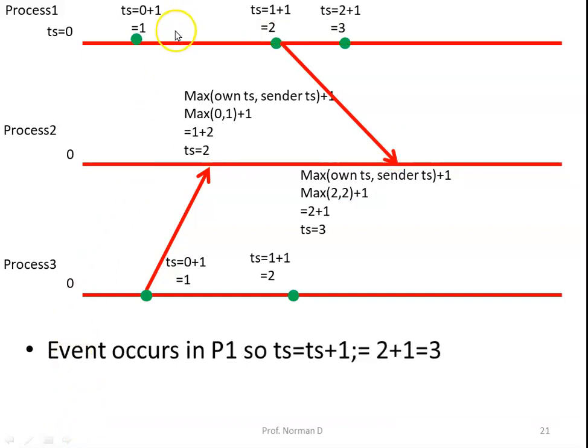Next, we assume that an event occurs in P1. So when an event occurs in P1, we see what is the current timestamp. Now the current timestamp in P1 is 2. So 2 plus 1, what we get is 3.